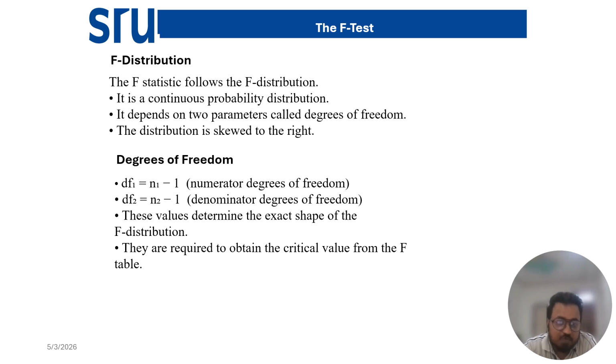The F statistic follows the F distribution, which is a continuous probability distribution. It depends on two parameters called degrees of freedom. The distribution is skewed to the right, and the degrees of freedom for the two normal populations are df1 equal to n1 minus 1 and df2 equal to n2 minus 1. These values determine the exact shape of the F distribution, and they are required to obtain the critical value from the F table. Okay, so now we will discuss the first problem.